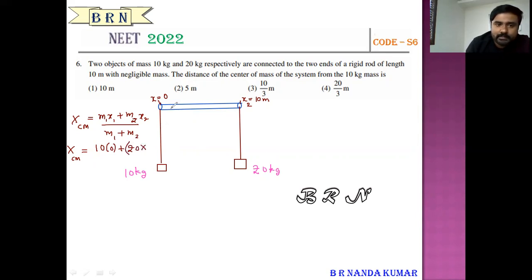Here we neglect the rod mass. We consider only this mass, that is 20 kg. So x2 is 10, divided by m1 plus m2. m1 plus m2 means 10 plus 20, 30. The first term goes to 0 here. 20 into 10 is 200 divided by 30. So 10 and 10 cancel out, 20 by 3. So this is the distance of the center of mass of the system from the 10 kg.